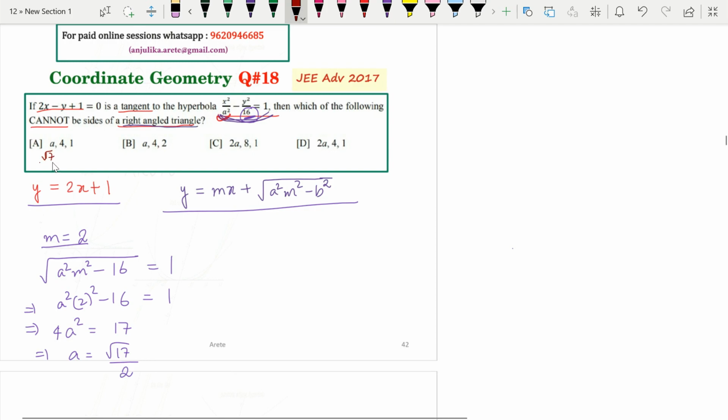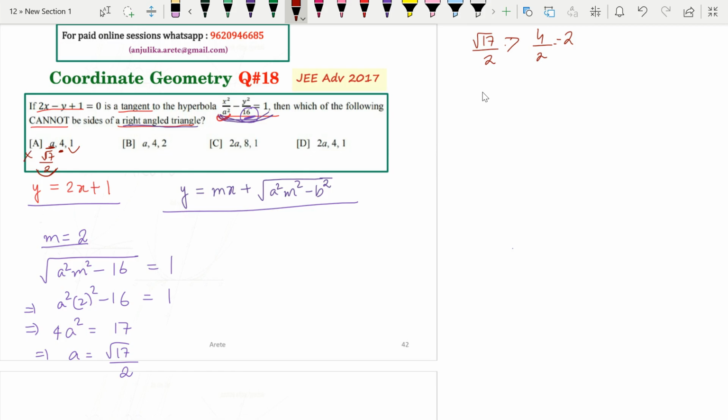Is option A giving you sides of a right angle triangle? Check that. Because this number is how much? Root 17 by 2. Root 17 is slightly more than 4, so root 17 by 2 is slightly more than 2. So you need to see if the squares of the two smaller numbers add up to the square of the bigger number. No, right? So this is not an option.